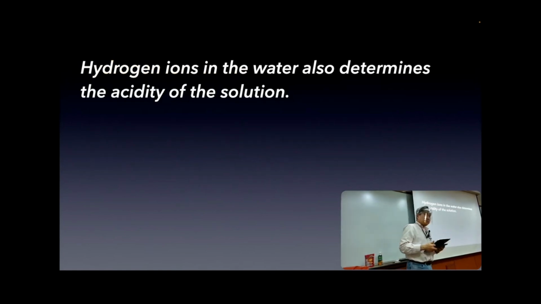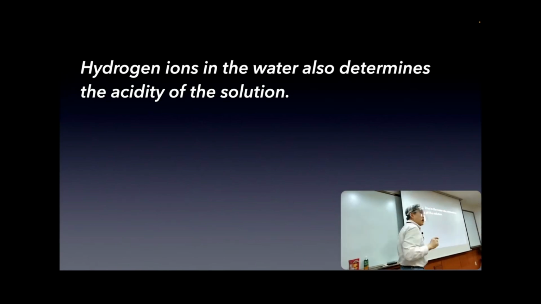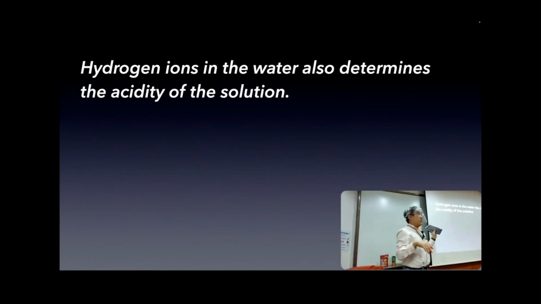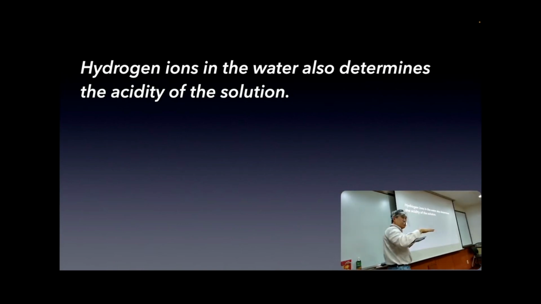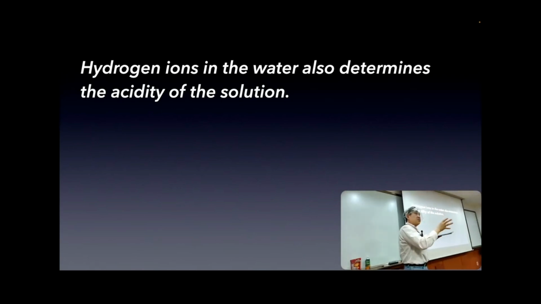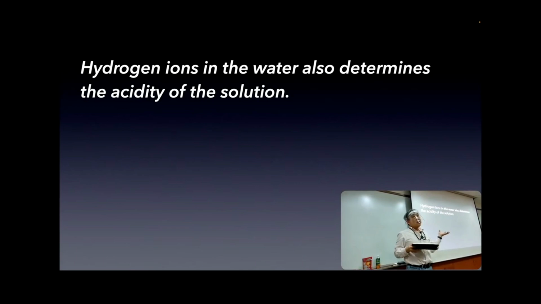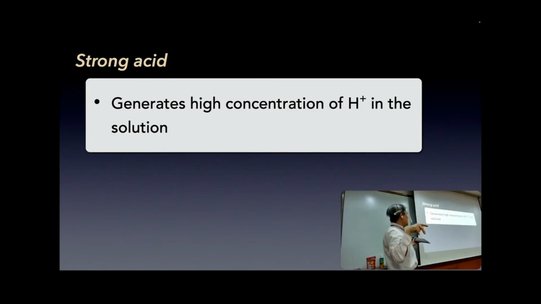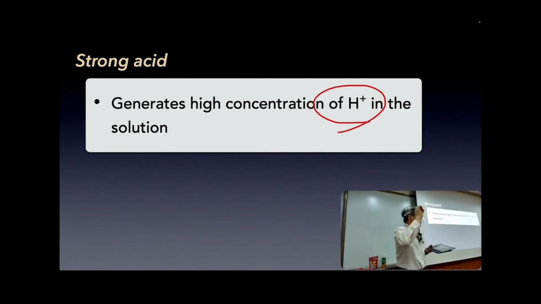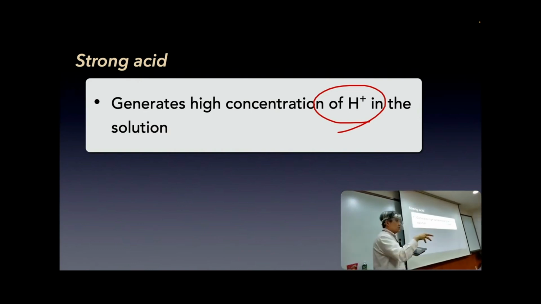And also, not only that, the hydrogen itself, we are talking about only the hydrogen element, the ion, is a very important determinant of the acidity of a solution. Whether a certain solution is acidic or alkaline is mainly determined by how many hydrogen ions are present in the solution. So being acidic or being basic, alkaline, is solely determined by the hydrogen ion content in the solution.